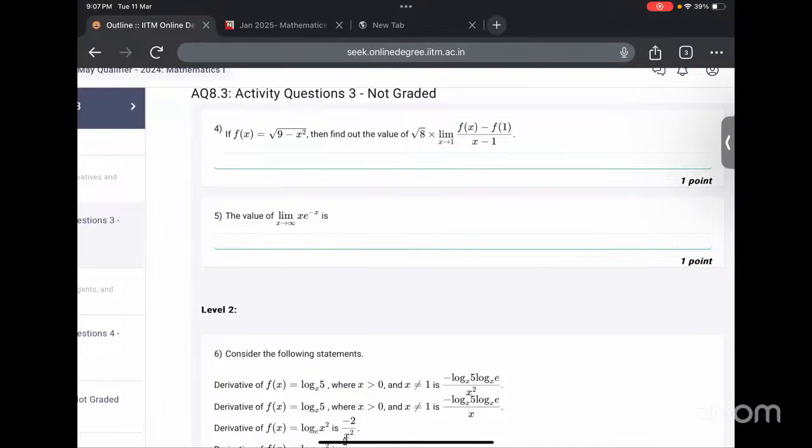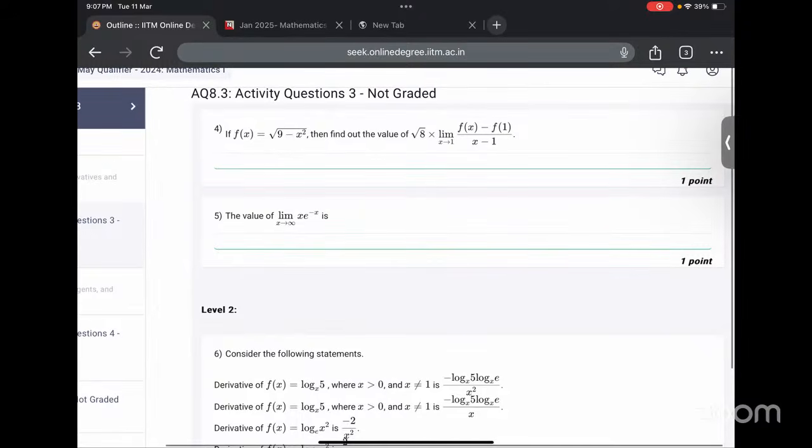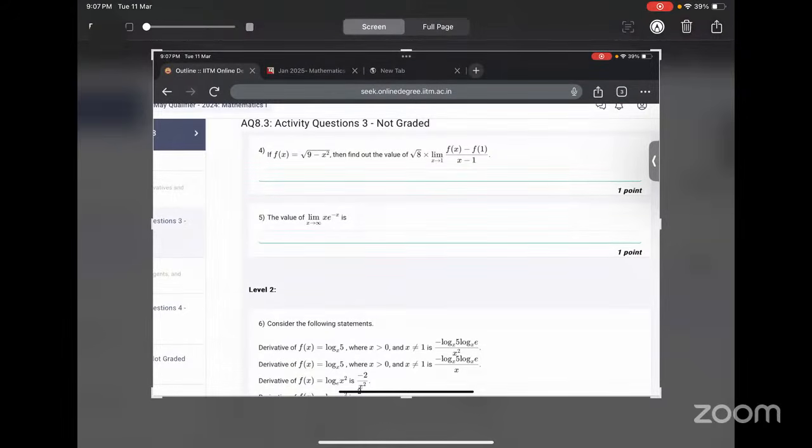Ma'am, for question number 5, x into e power minus x, how will its value be 0? We can take 0 into infinity. You can express it in this form, right? Then it is in infinity by infinity form, right? Yes. Now we will apply L'Hospital, so we will find this. Now if you apply the limit, we will get 1 over infinity, that means 0, right? Yes.